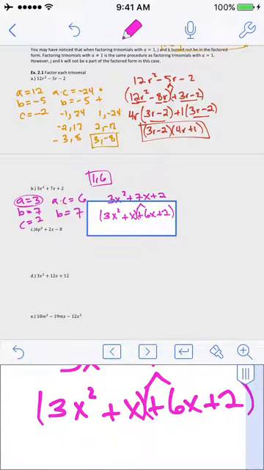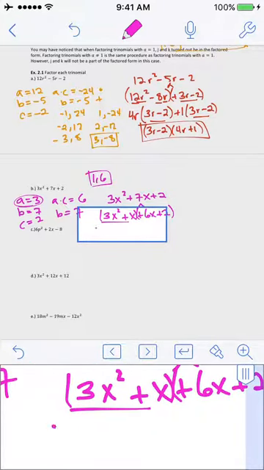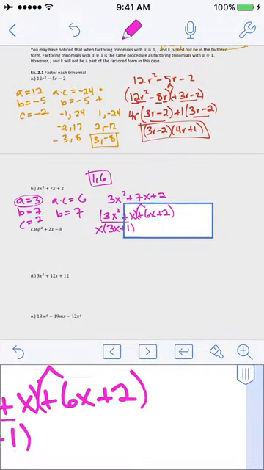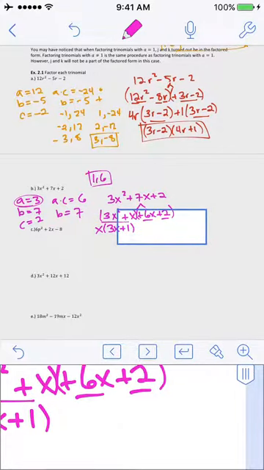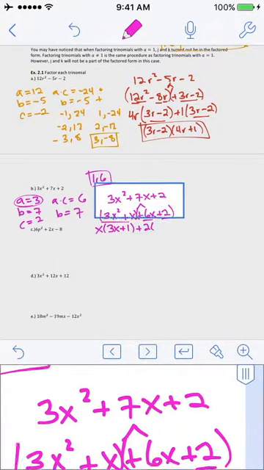Factor by grouping. Here, these guys just have an x in common. So I have 3x plus 1. These guys have a 2 in common. So I get, oh wait. What did I do?